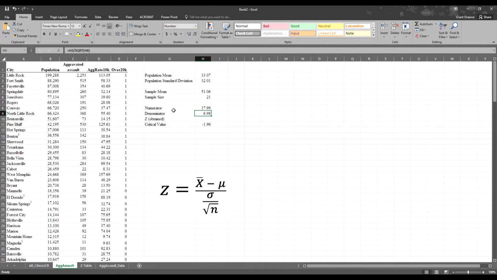So now we have our numerator and denominator. We're just going to take the 17.99 and divide it by 6.98. And here we get a value of 2.575, to be consistent, 2.58. So now we see there is a significant difference between the sample mean and the population mean. With that, the z value obtained is greater than the positive 1.96. Even though it deleted it from that formula. There we go. Oops, sorry about that.